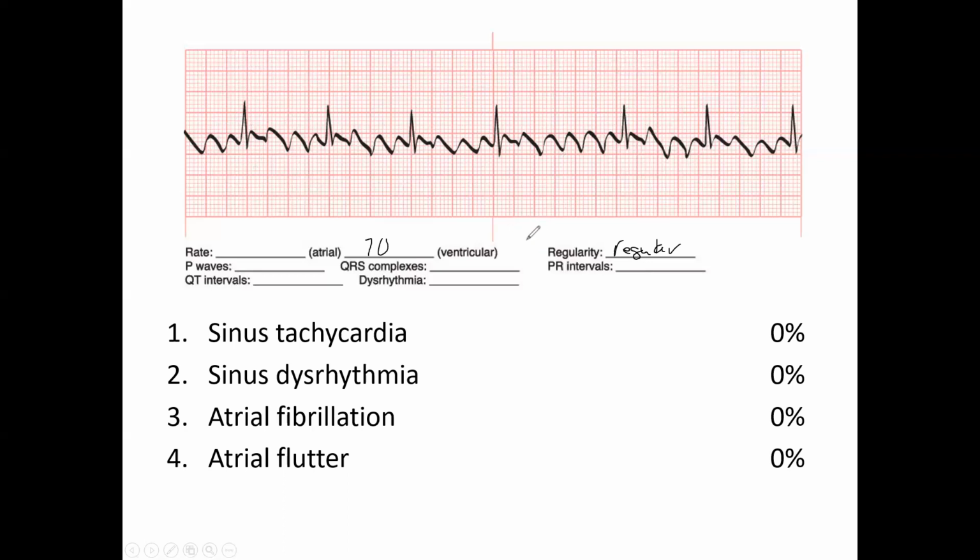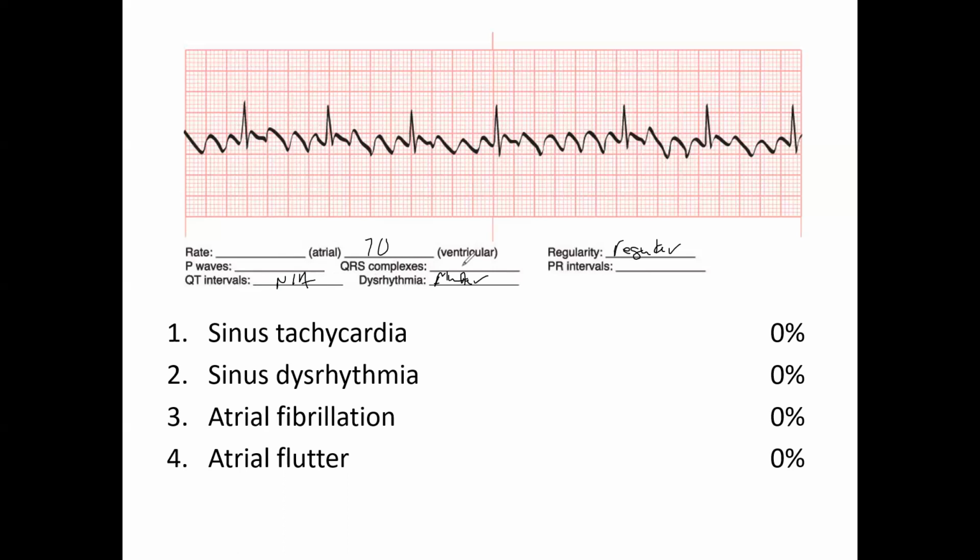The PR interval, you're choosing the one closest to the R wave. It is smaller than one large box if you're looking at the P wave that coincides with the R wave. The QT interval, can't really see that at the moment. So the dysrhythmia, I'm going to go with atrial flutter specifically here.